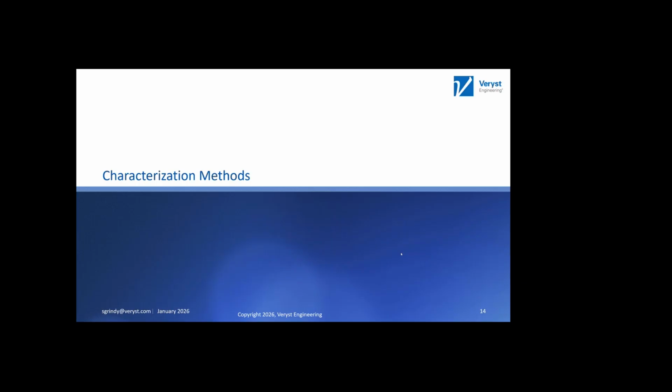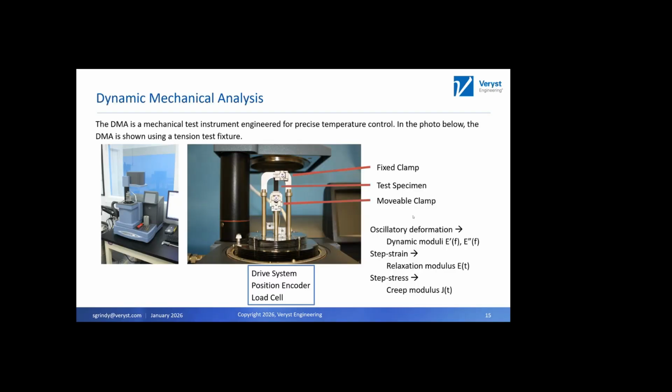All right, so that's the end of the first half of our presentation today on material structure. We're going to switch gears a little bit and talk about characterization methods, keeping in mind everything that we just talked about with material structure. The first technique I want to talk about is dynamic mechanical analysis, or DMA.